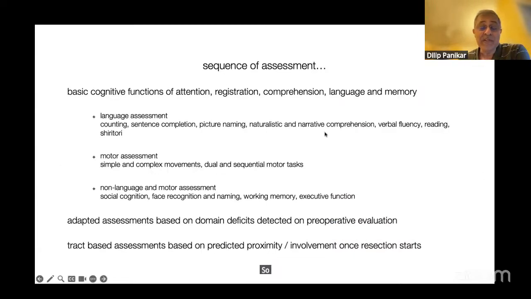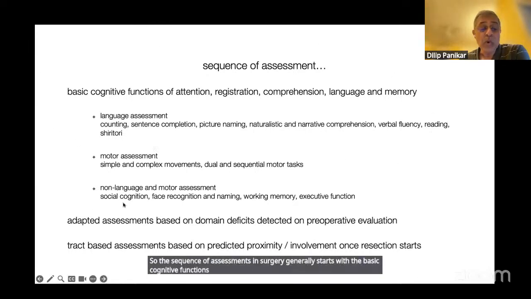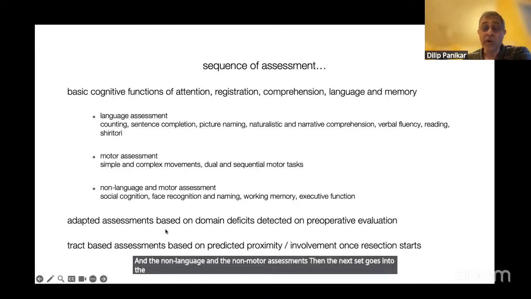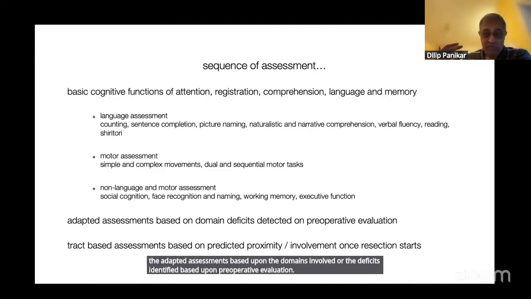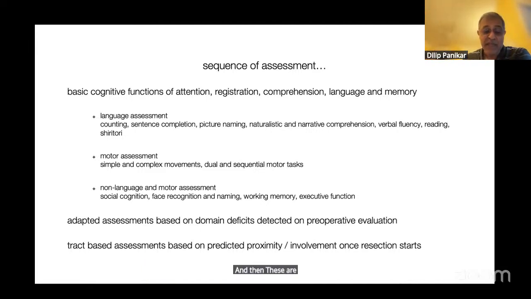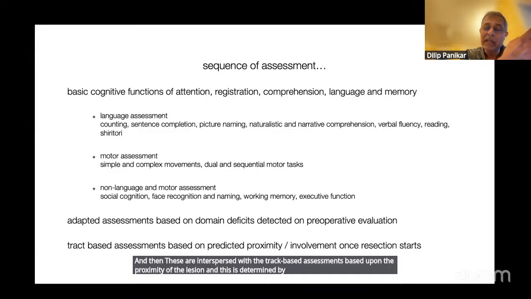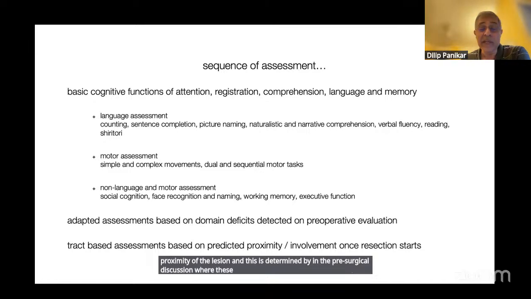So the sequence of assessments in surgery generally starts with the basic cognitive functions, the language, motor, and the non-language and the non-motor assessments. Then the next set goes into the adapted assessments based upon the domains involved or the deficits identified based upon preoperative evaluation. And then these are interspersed with the tract-based assessments based upon the proximity of the lesion, and this is determined in the pre-surgical discussion where these tests are identified and determined.